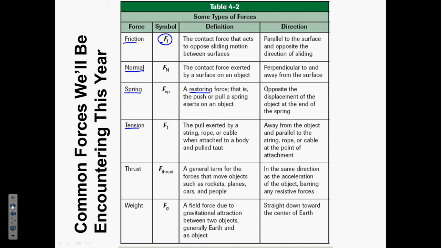Tension is provided by ropes, and it's always in the direction of the rope. You can't lasso something and then lift it. You can only lasso it and then pull, so forces only act in the direction of the rope. Thrust is a propulsive force that moves something like rockets, planes, cars, and people. And then finally, weight. Weight always acts towards the center of mass. On Earth, it's going to be straight down towards the center of mass of Earth. I'm sure the center of mass is very close to the actual center, but it's the center of mass.